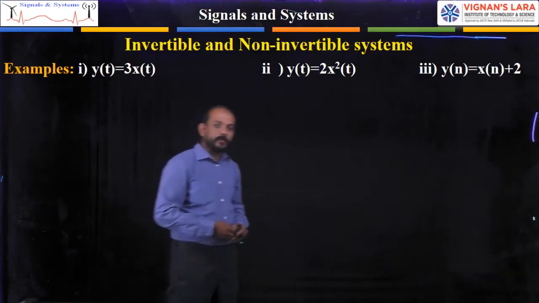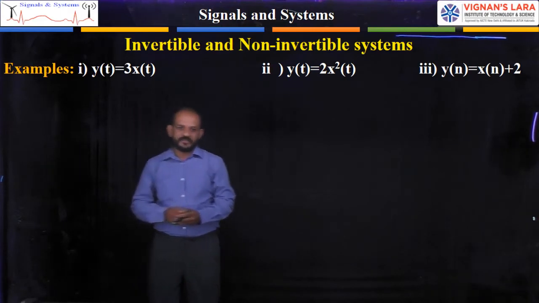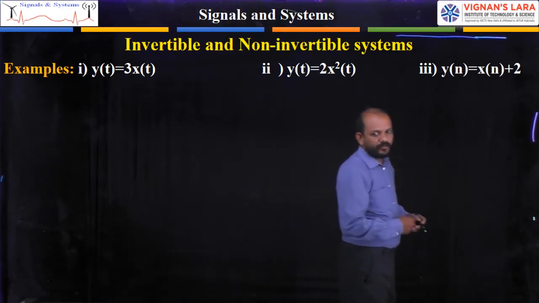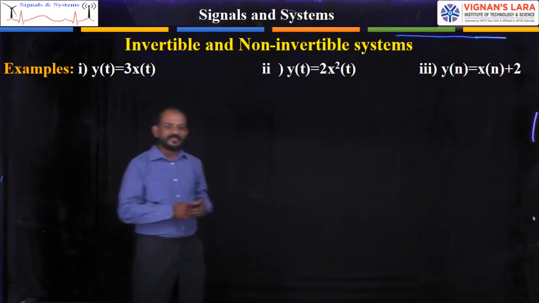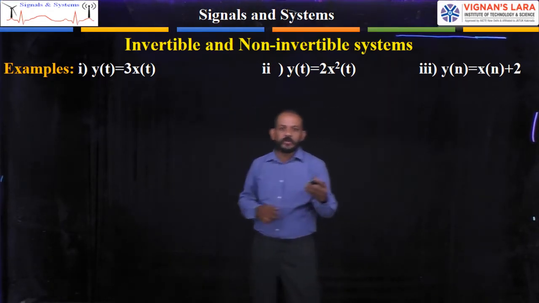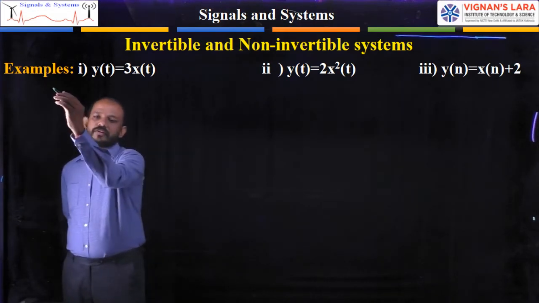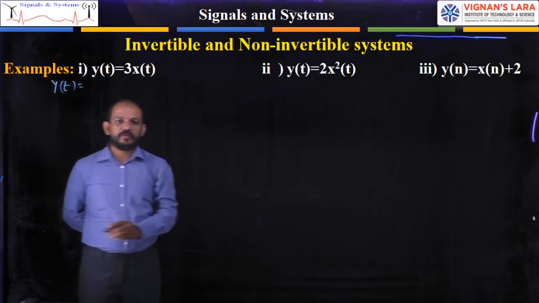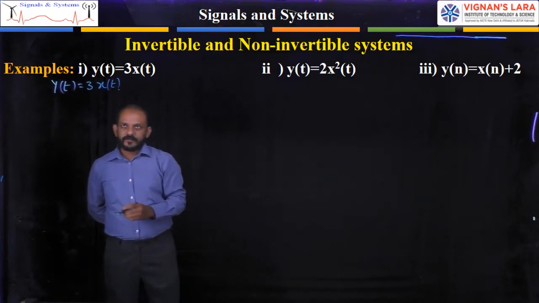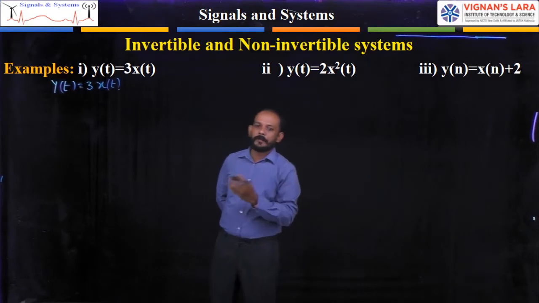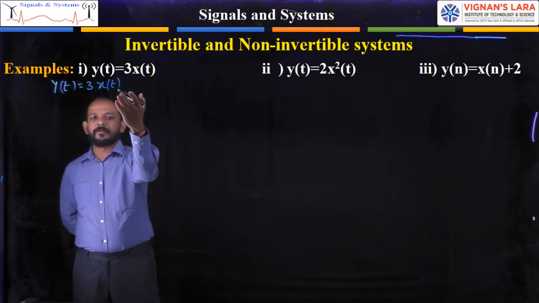Now we will see the problems regarding invertible and non-invertible systems. There are three system equations. We have to verify whether each system equation represents an invertible or non-invertible system. We'll start with the first one. The first one is y of t equal to 3 into x of t. On observing it, I can say there is a one-to-one mapping. Why? Because for each and every input, I will get a different output.